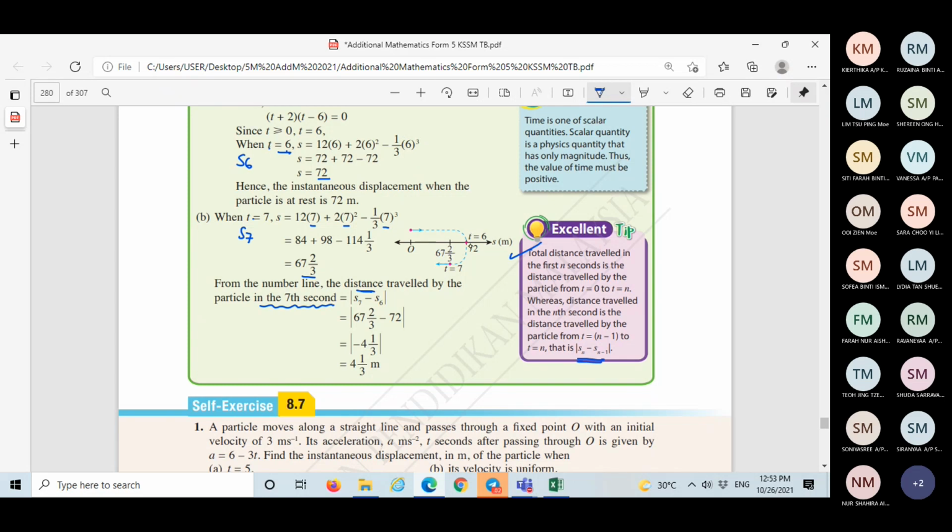So when t equals 6, the particle is at 72. This means from t equals 0 to t equals 6, the particle is moving to the right-hand side, so it ends up at 72. It rests for a while, then the particle stops for a while and turns back to the left. Then when t equals 7, this S7, I got the answer that the particle is at 67 2/3.